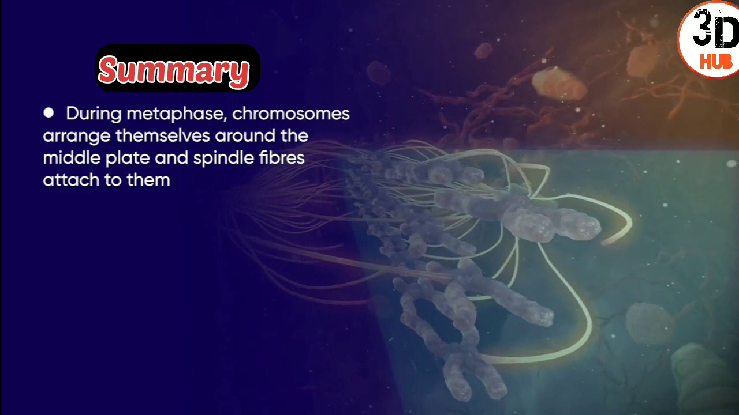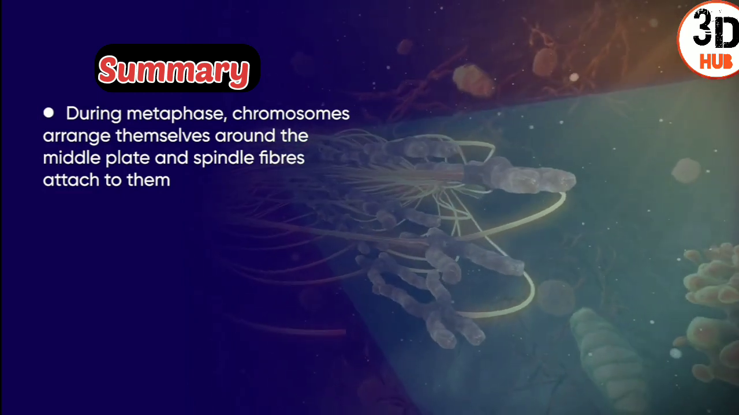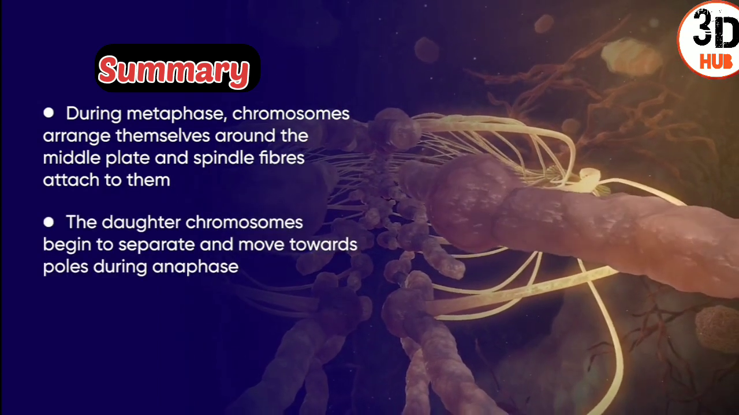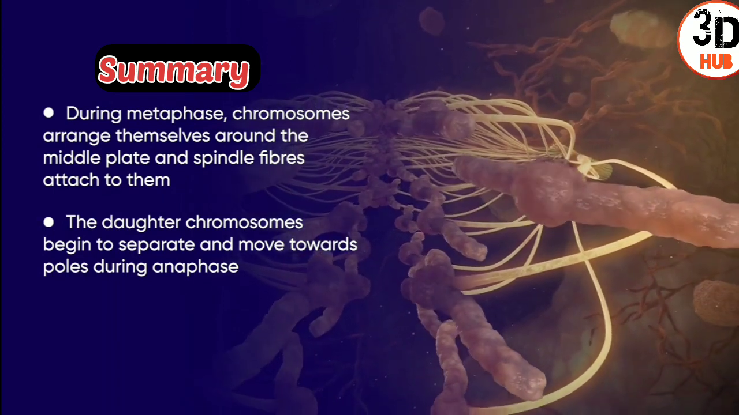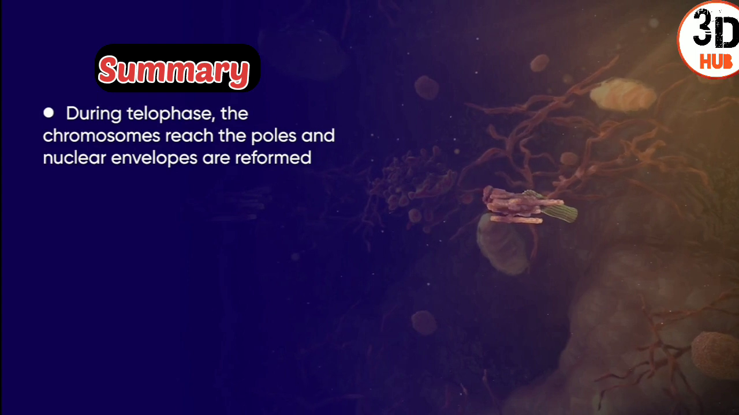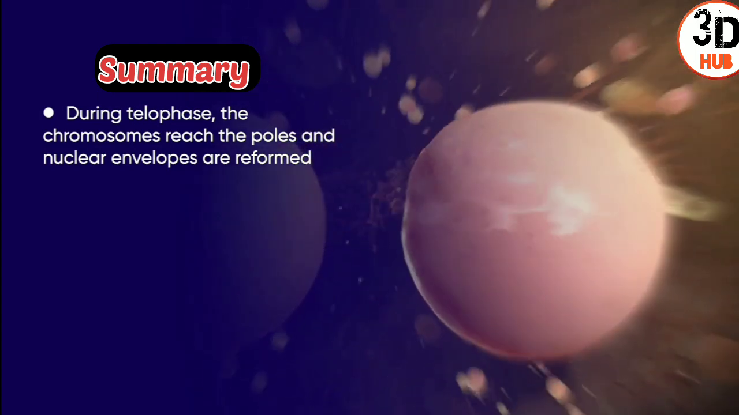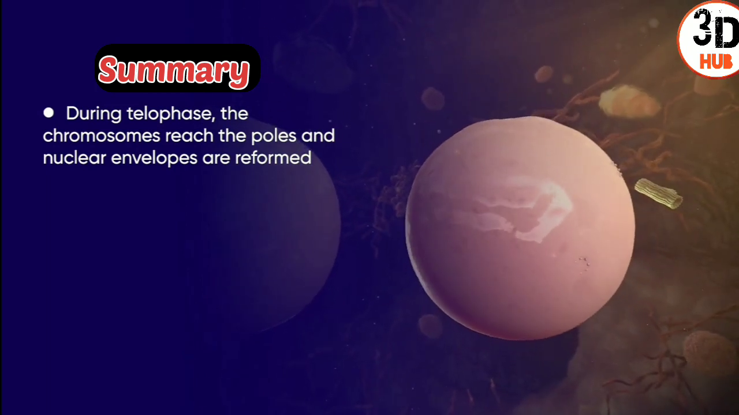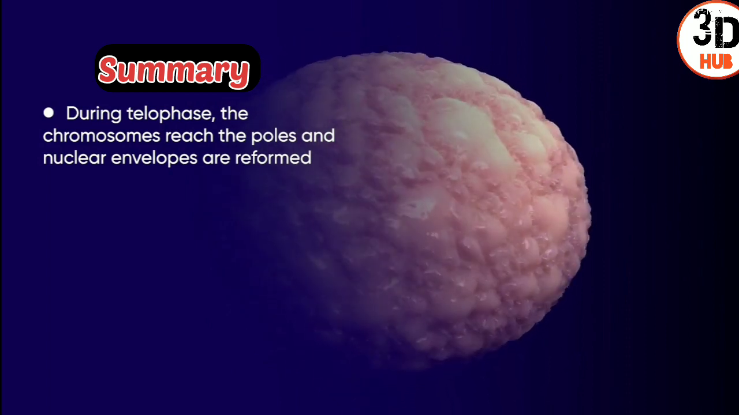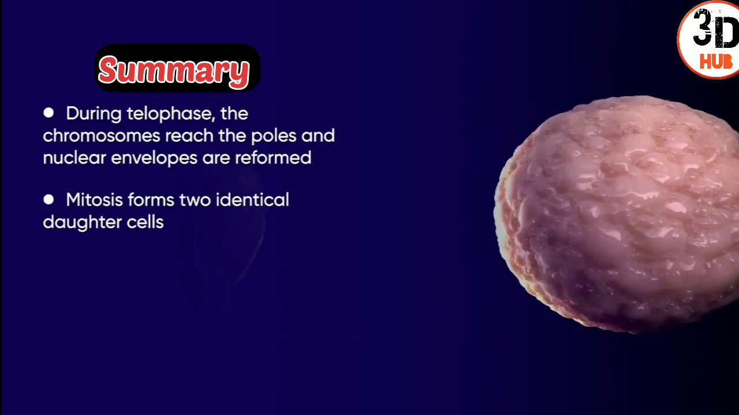Spindle fibers grow towards these chromosomes and finally get attached to them. Anaphase. The daughter chromosomes begin to separate from each other and move towards the poles. Telophase. The chromosomes finally reach the poles and a nuclear envelope is formed around both sets of the chromosomes. Through this sequence of steps, the replicated genetic material in a parent forms two identical daughter cells.